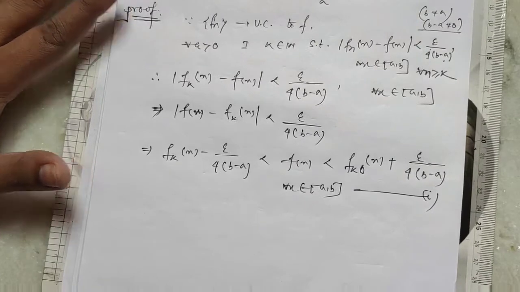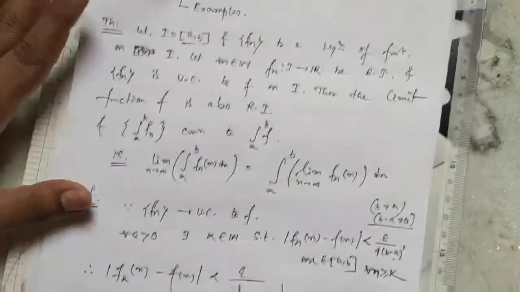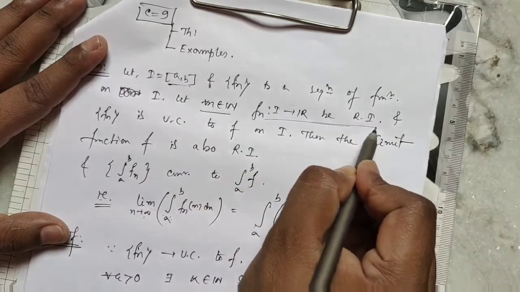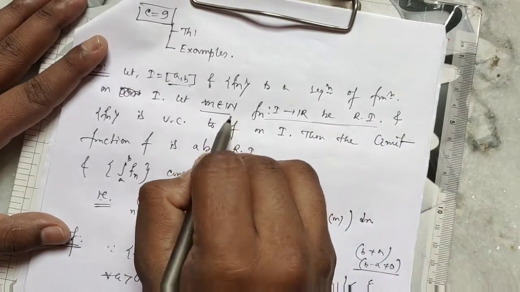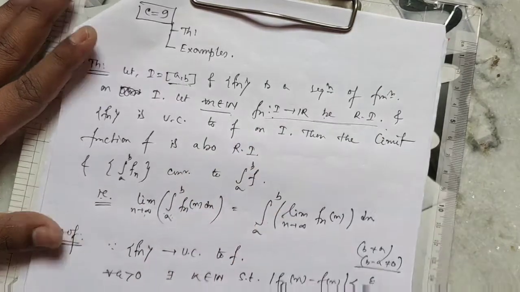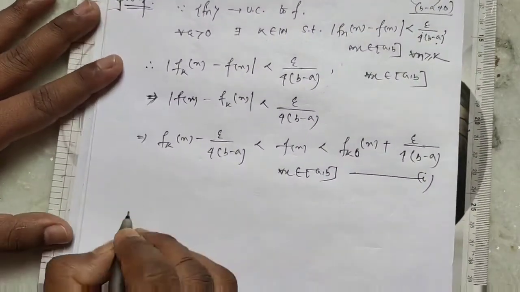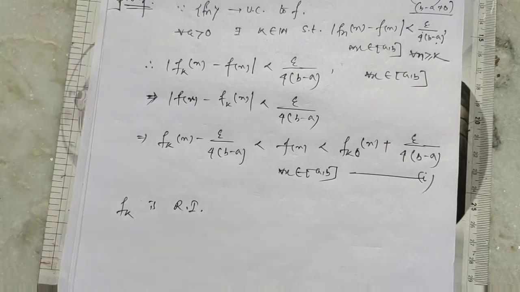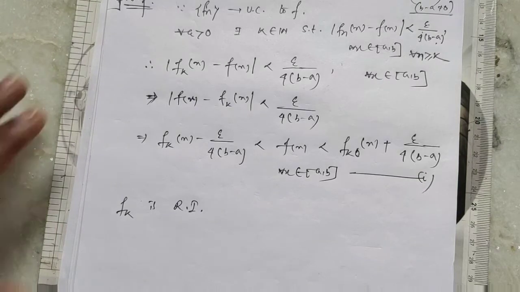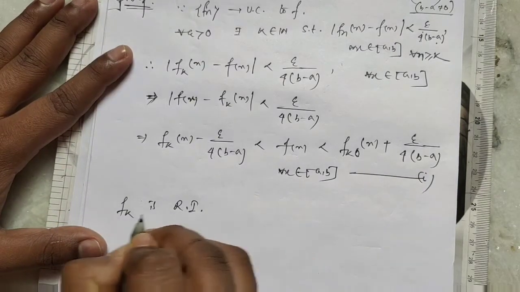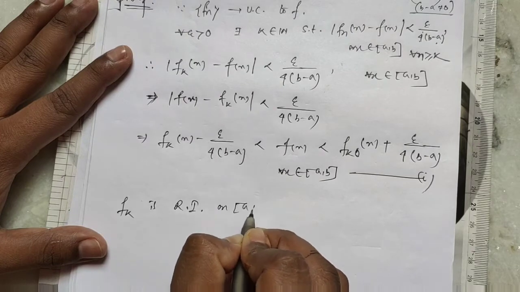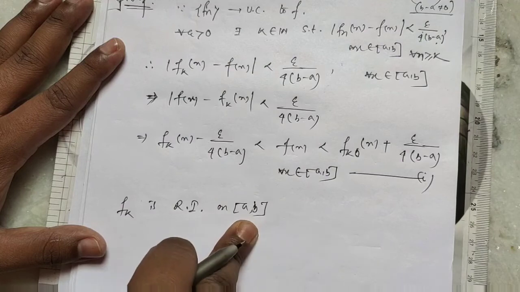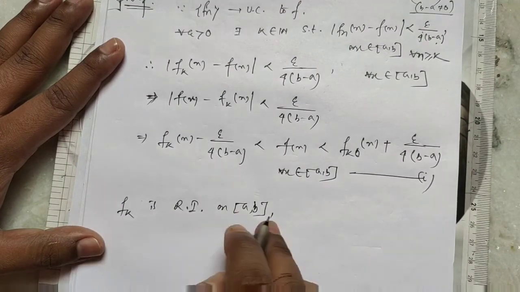Again, since for all n, fn is Riemann integrable, fk is Riemann integrable. So by the necessary and sufficient condition of integrability, fk is Riemann integrable on [a, b]. Our domain is [a, b].